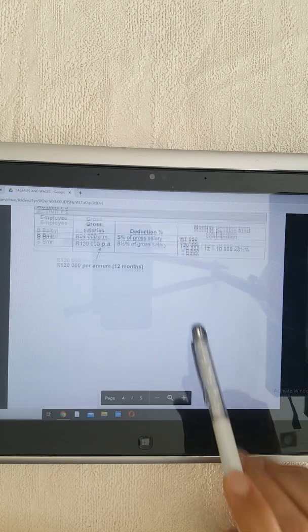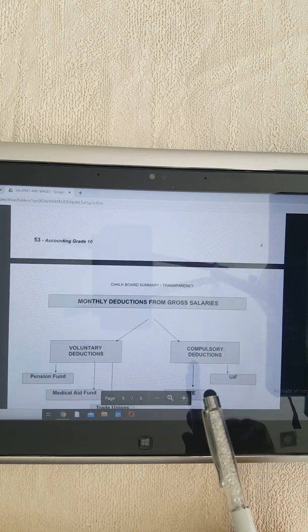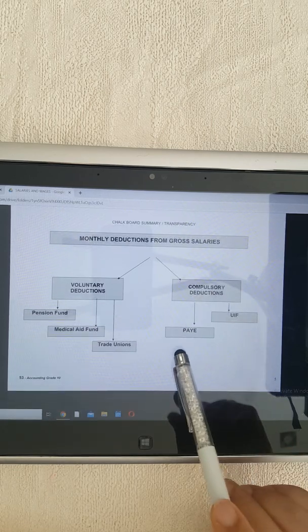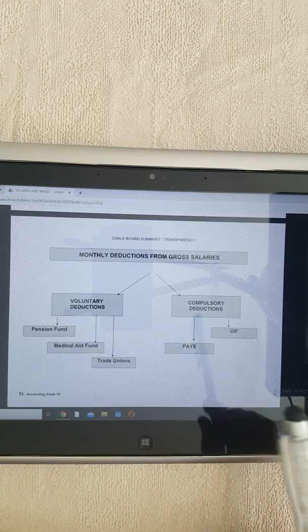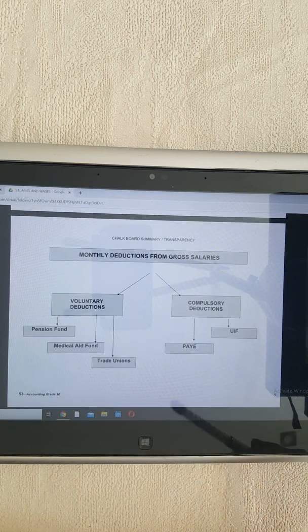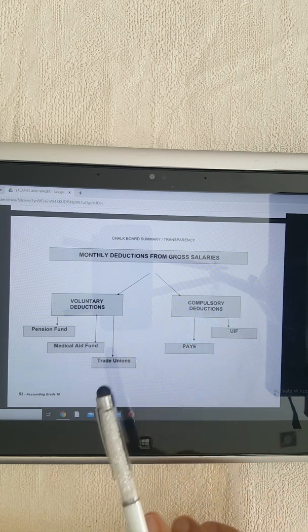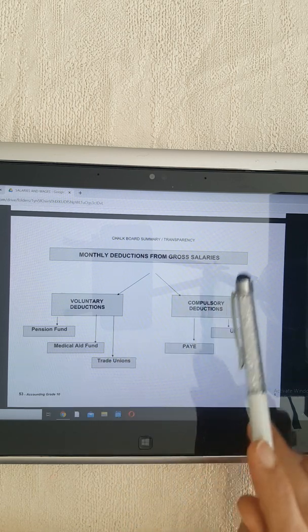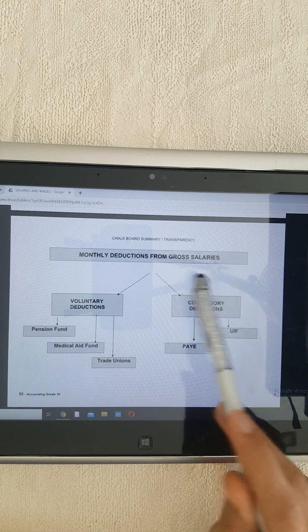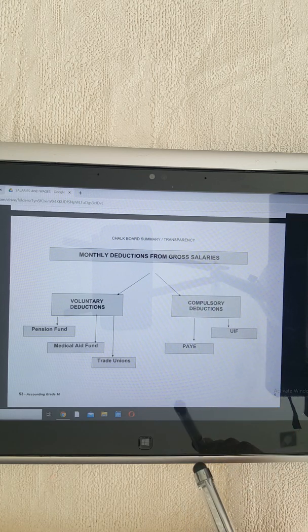So they have a very nice summary here that you need to look at. And remember, those of you that are able to print out the notes, you can print it out and stick it in your book because they're lovely notes to summarize, okay? So monthly deductions from salaries, from gross salary. So you have a gross salary. Remember, he had 8,500 Rand gross salary.